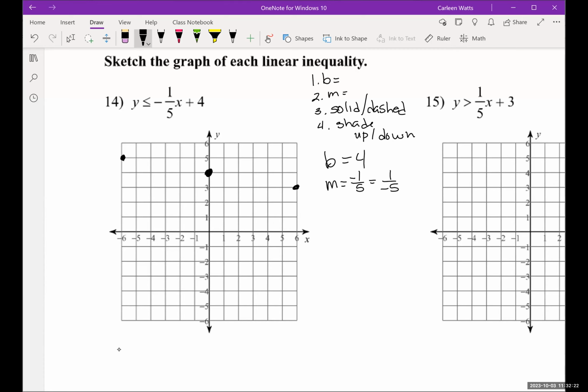Now, if it is less than or equal to, or greater than or equal to, these would be solid lines. So this is solid.